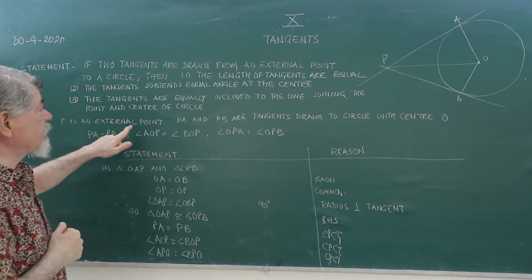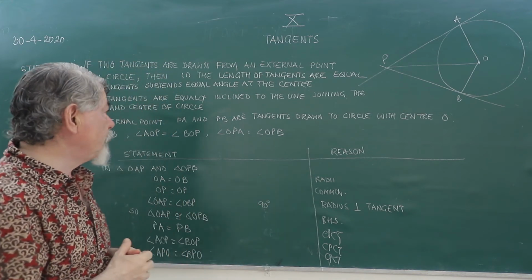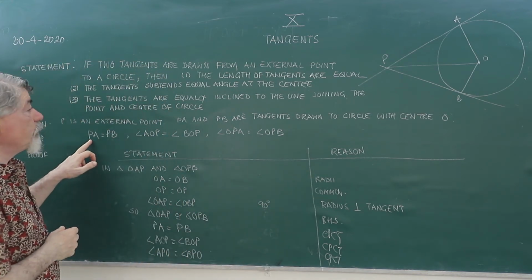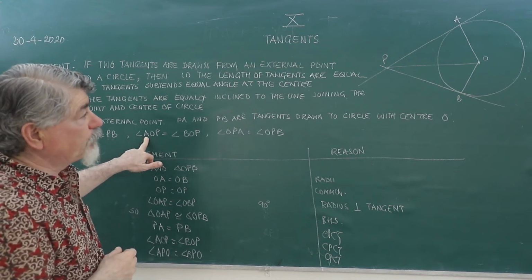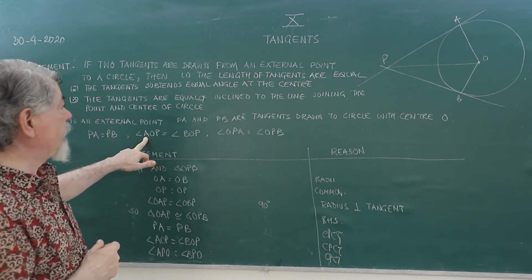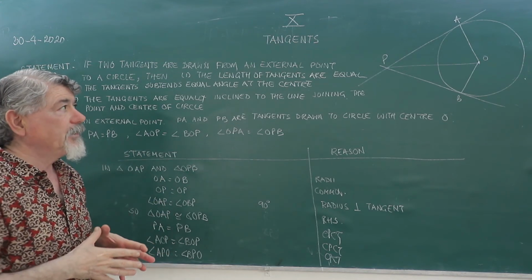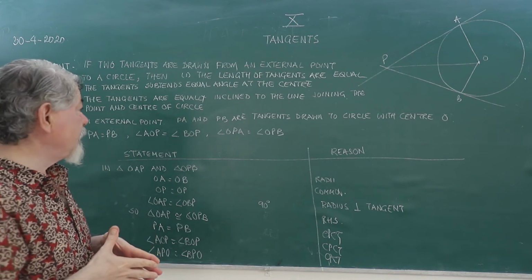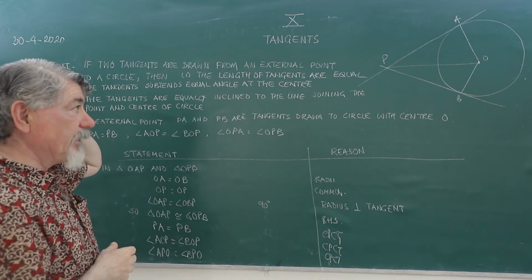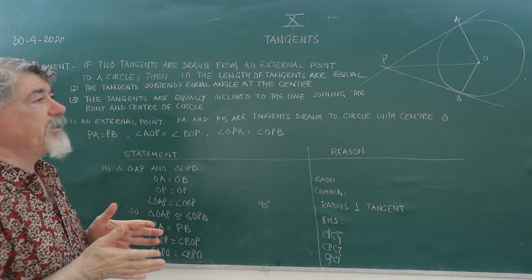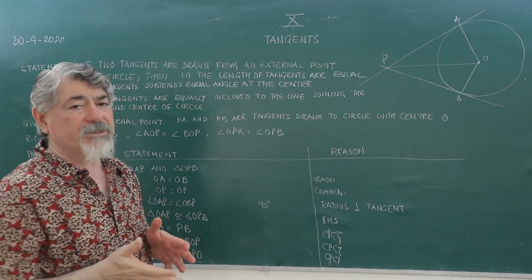Given is P is an external point, PA and PB are tangents drawn to a circle with center O, which I have already discussed. What is required to prove? PA is equal to PB, which I have also told. We have to prove angle AOP is equal to angle BOP, that angles subtended by the tangents at the center are equal. And angle OPA is equal to angle OPB. That means the tangents are equally inclined to the line joining the point P to the center of the circle.